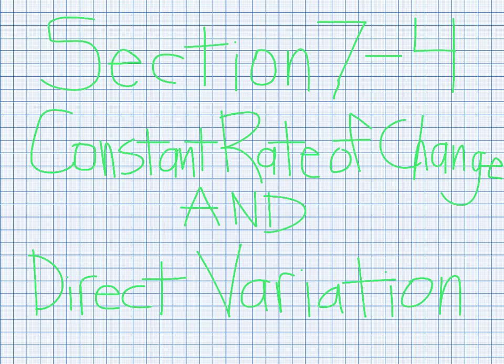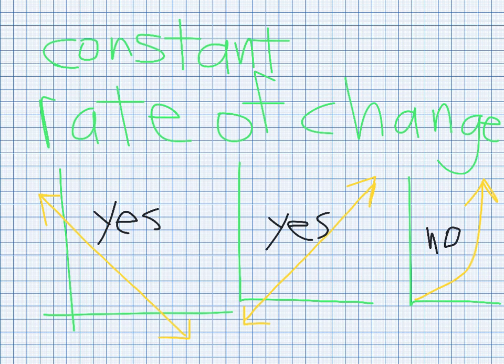Section 7-4, long title here. This is called Constant Rate of Change and Direct Variation. And if we're on page 376, this is described, there's a few vocabulary terms here. So it's describing linear relationships.